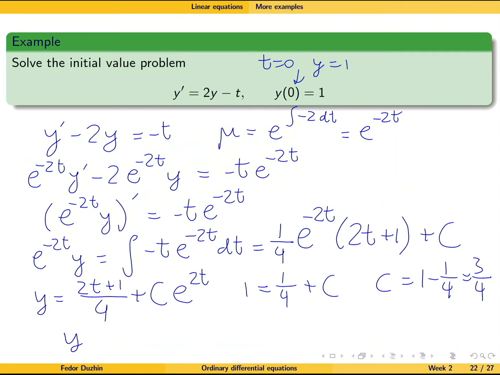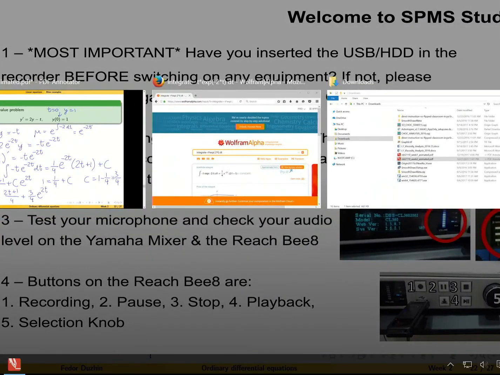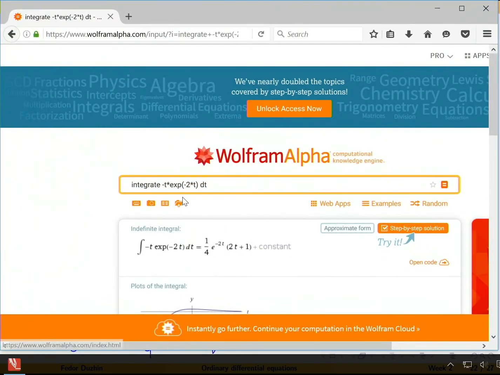Finally, we can write the final answer. So the final answer is that y equals 2t plus 1 over 4 plus 3/4 e to the 2t. Well, and again, I recommend that you verify this by hand, but since I hope by now it is pretty clear how to verify solutions of differential equations by hand, we are going to just do it by Wolfram Alpha.